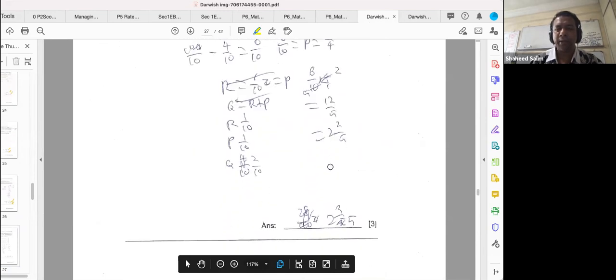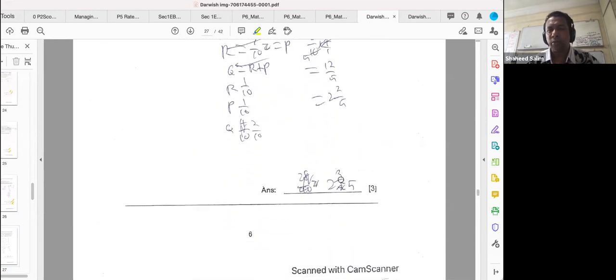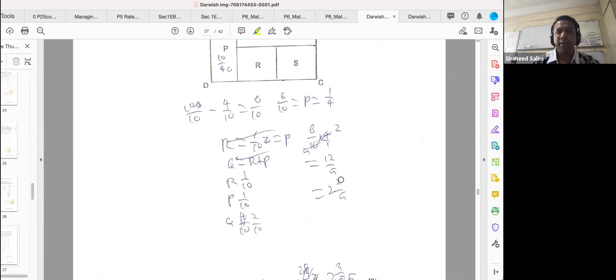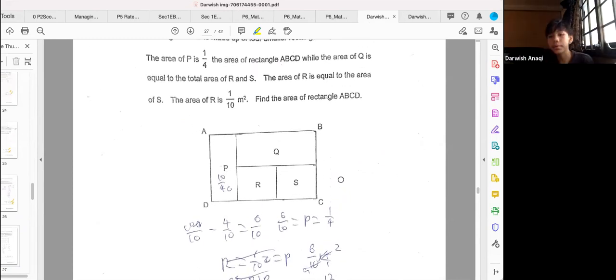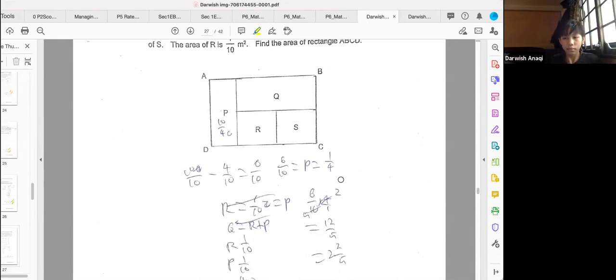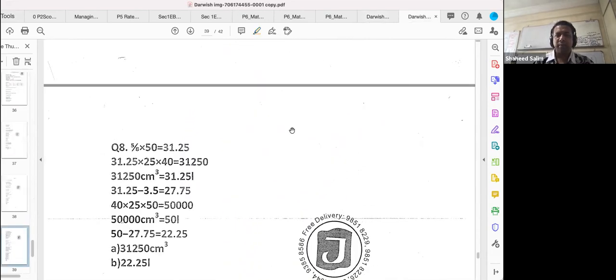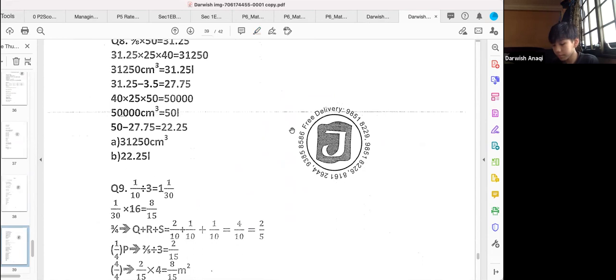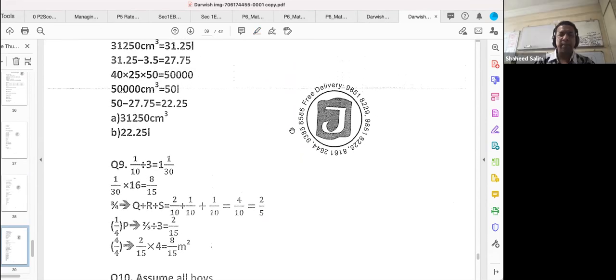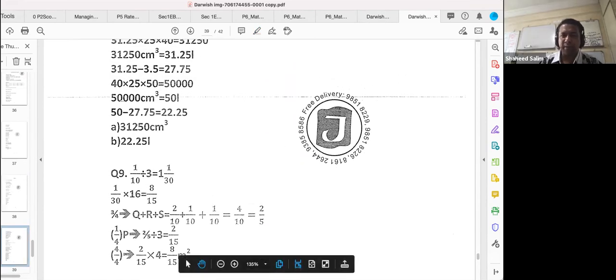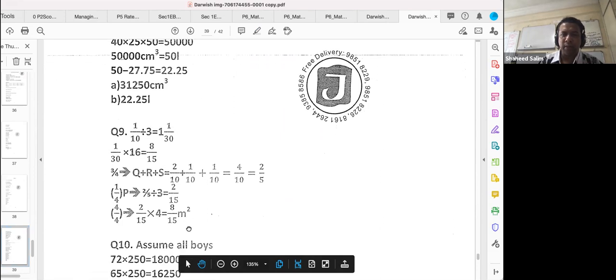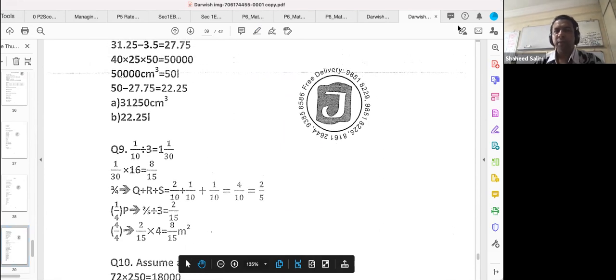Number 9. What's your answer? 235. 35. Yeah. So unit will be what? Square meter. Square meter. Okay, they say it's supposed to be 815. Okay, so we will check what happened.